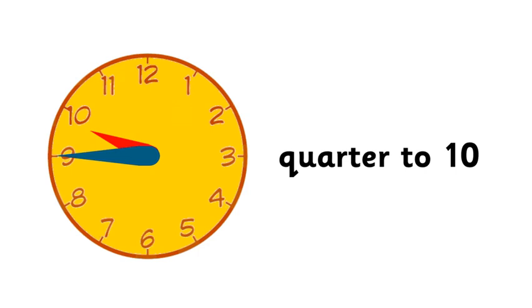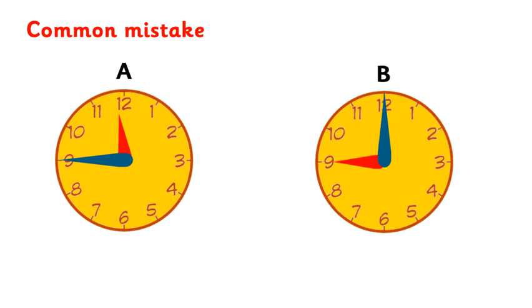Now watch out. I'm going to show you a common mistake. Look at A and look at B. One of them shows 9 o'clock. One of them shows quarter to 12. Which one do you think shows 9 o'clock? A or B? Which one do you think shows quarter to 12? A or B?